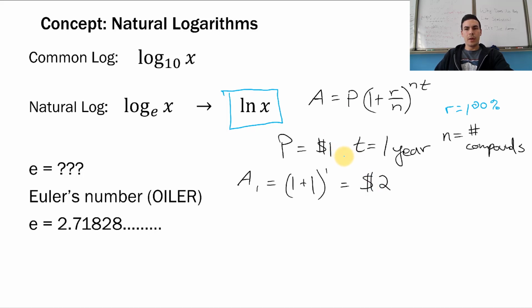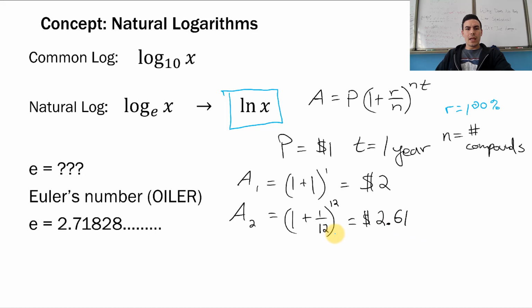Not bad at all. However, what happens if we compound our interest monthly? Over the course of a year, we would have 1 over 12 raised to the 12th, and inside here we have 1 plus that 1 over 12. If you calculate that out, we would get $2.61. So a pretty good jump there.